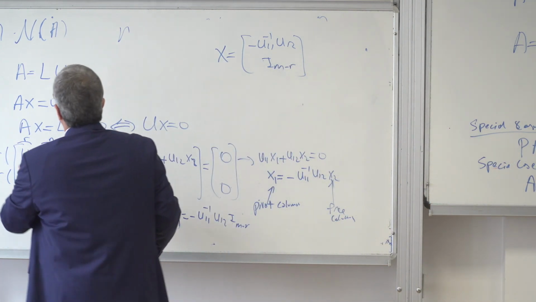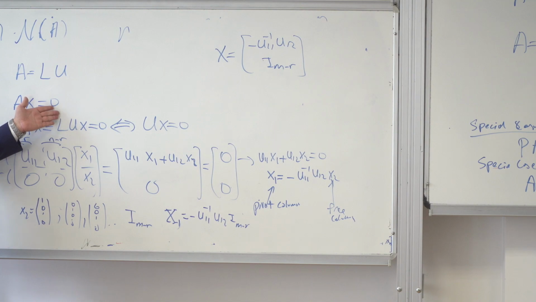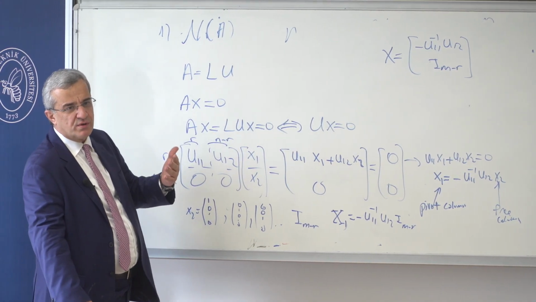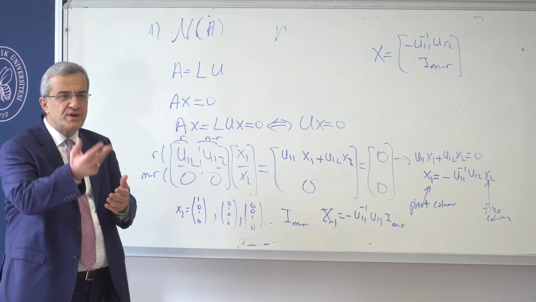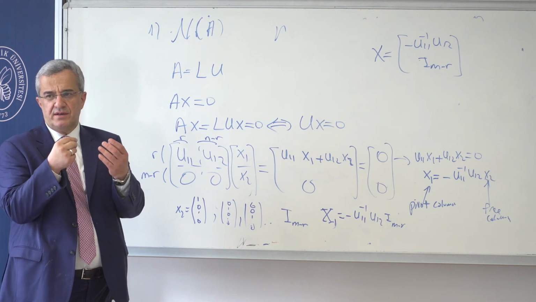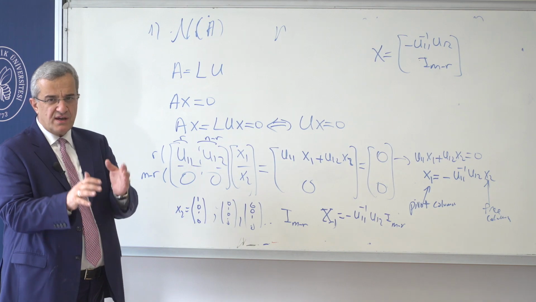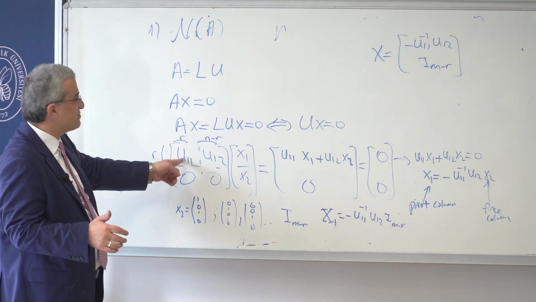So I said, let me first look at the null space of A. Null space means Ax is equal to 0. The x are the vectors x that satisfy Ax equal to 0. So the question here is how many linearly independent x vectors I can find, okay? When I find those, how many? How do I know that? I know it from the rank, okay?